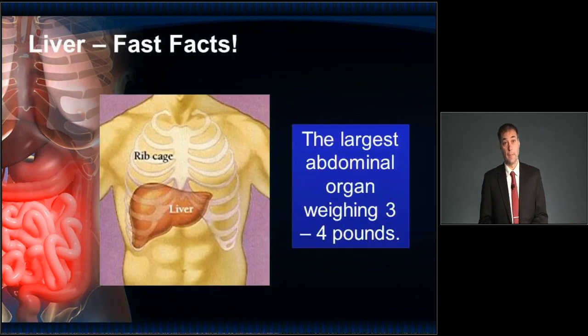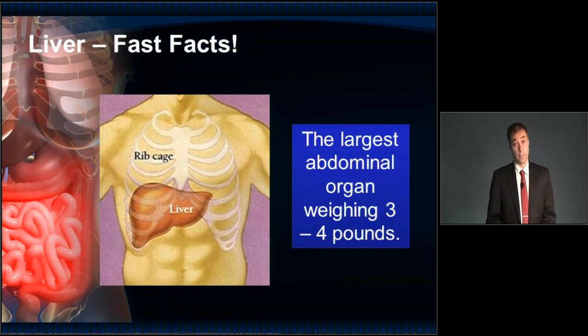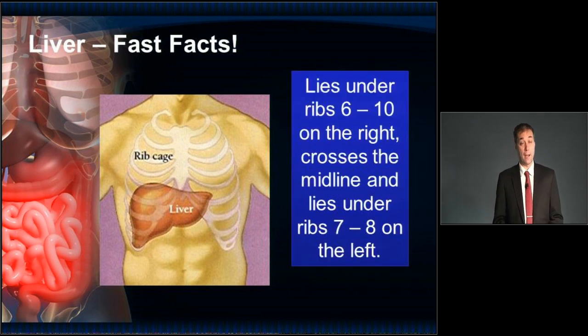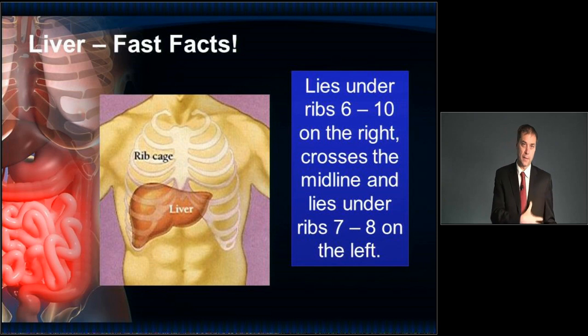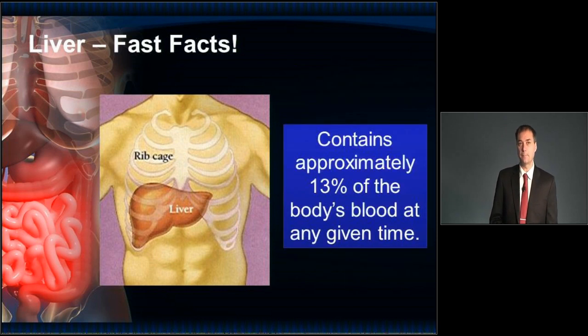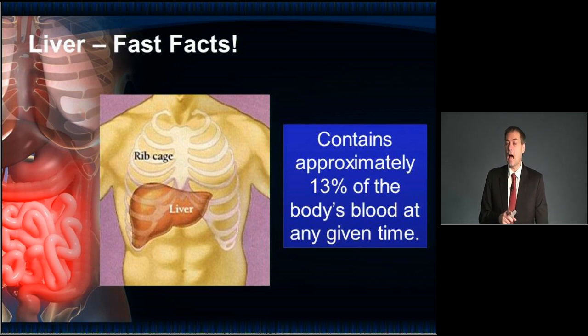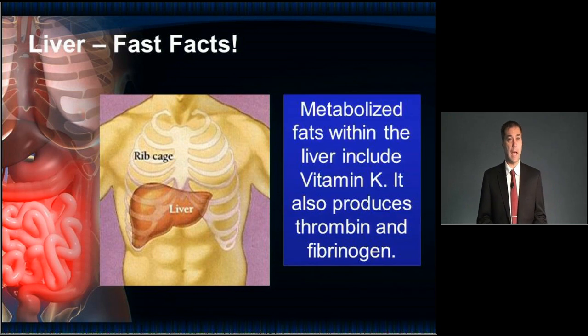All right, the liver is the largest abdominal organ. It actually weighs between 3 and 4 pounds. It lies under ribs 6 to 10 on the right, and it crosses the midline, so there's a little bit lying on the left side under ribs 7 to 8. About 13% of your blood is in your liver at any given time. Stop to think about that. Imagine a huge arterial laceration of the liver, and 13% is going through there constantly, and that's spilling out into the abdomen. Yeah, that's why these patients can die.